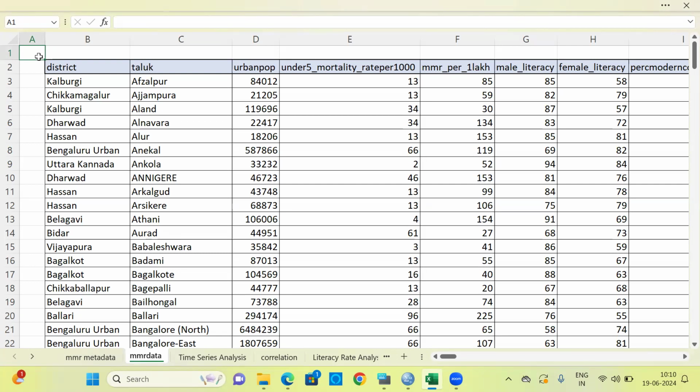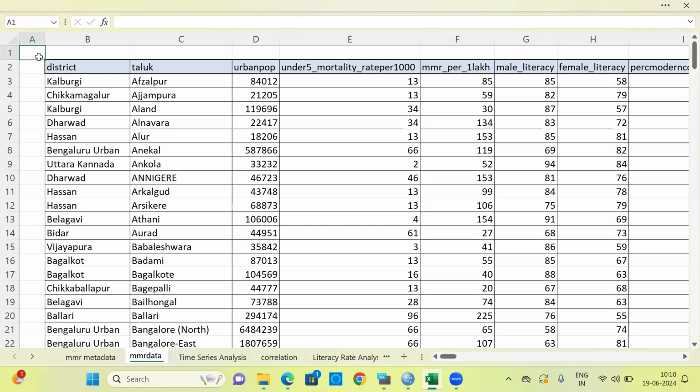The fifth question is, what are some of India's efforts to reduce the MMR? There are initiatives like Janani Suraksha Yojana, Pradhan Mantri Surakshit Matritva Abhiyan, and increased institutional deliveries that have contributed to the decline in MMR.